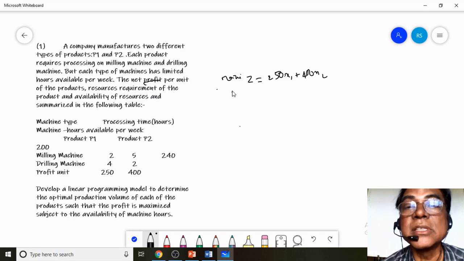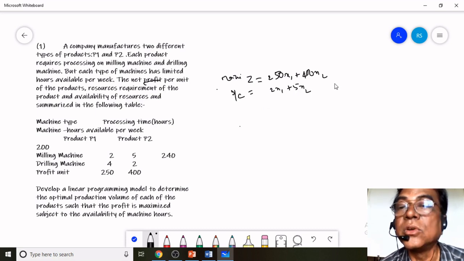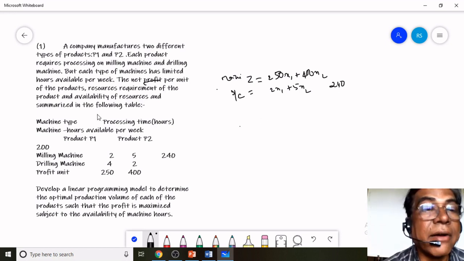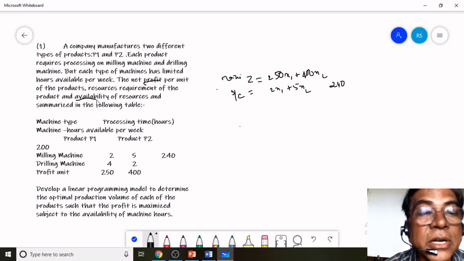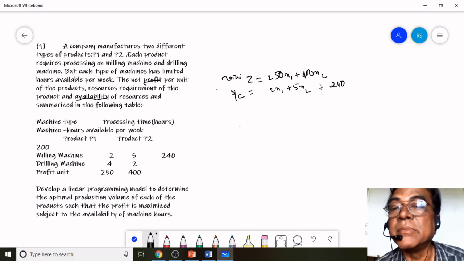Now come to the subject to constraints. Subject to the constraint 2x1 plus 5x2, first you write down 240. Here the question gives availability. Please note this point, it is a very, very important point: availability. The symbol for availability is less than or equal to.